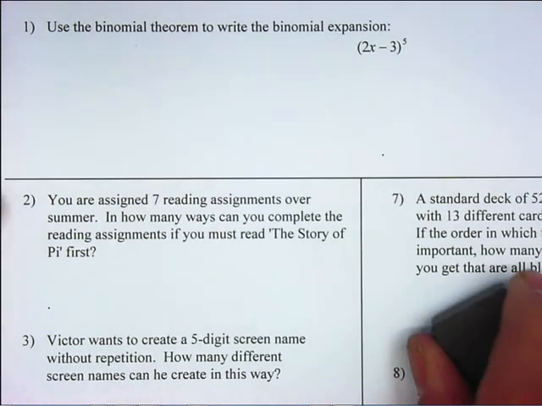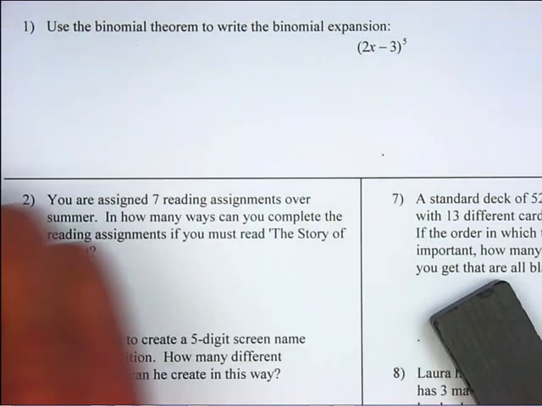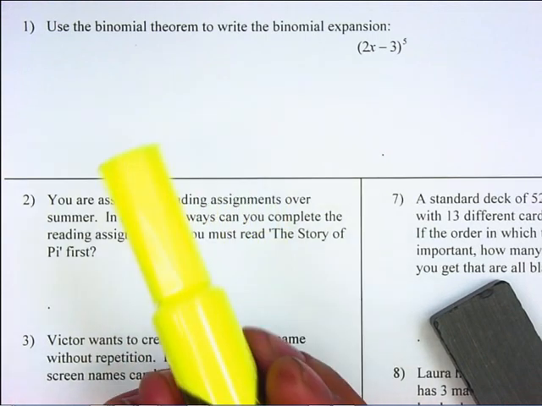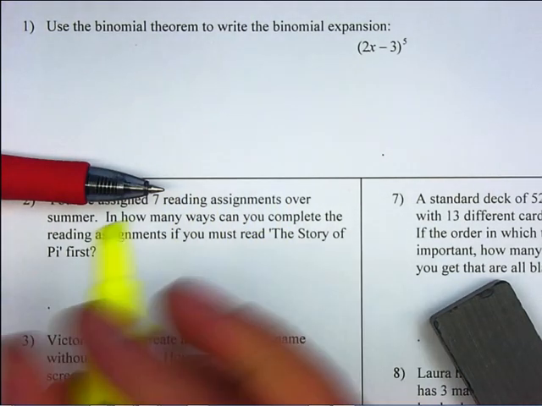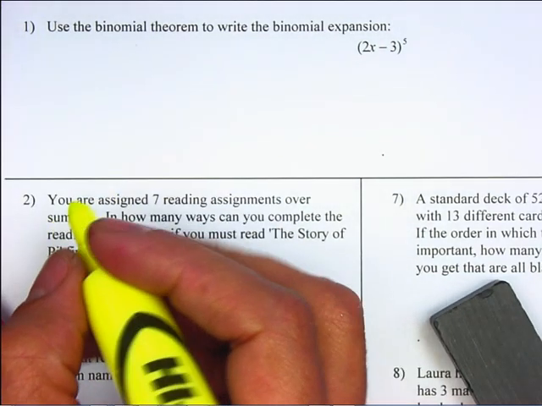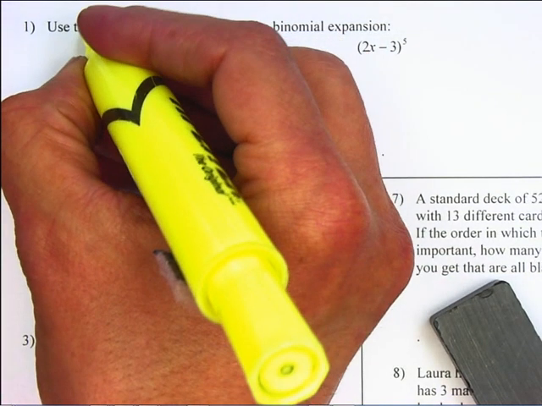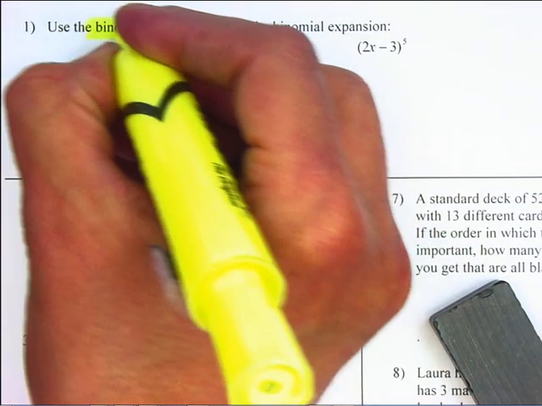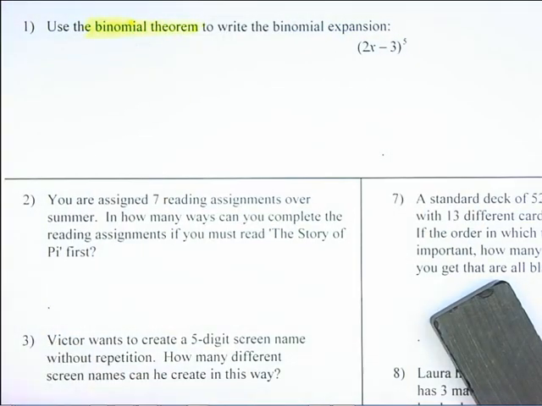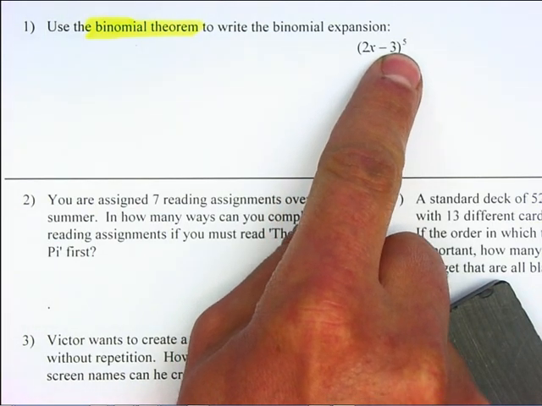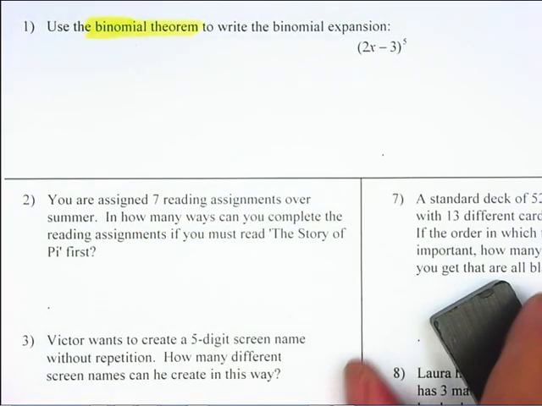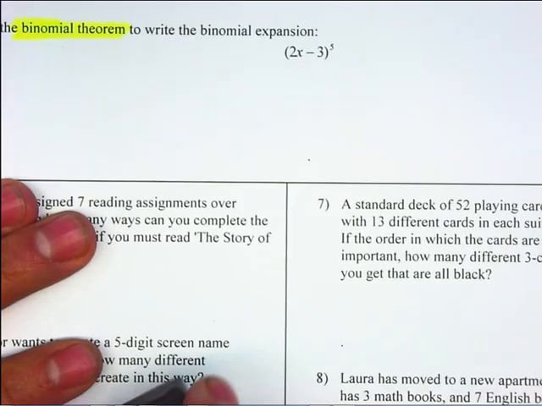So let's go and start with problem number 1. Now all of you guys should have a highlighter and a red pen to be able to highlight the key concepts of each problem. It says, use the binomial theorem. So we need to be able to use the binomial theorem to write the binomial expansion. We have 2x minus 3 to the 5th power. Now in order to start, we're going to use our Pascal triangle.